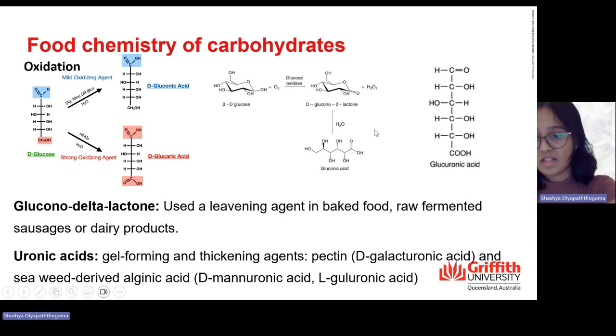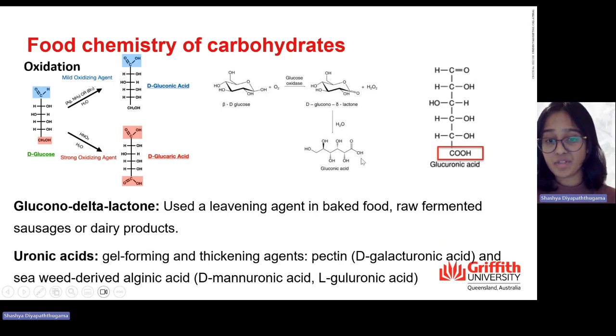And the other thing is glucuronic acid, where the carbon number 6 undergoes oxidation and it produces glucuronic acid. These uronic acids are important as gel forming and thickening agents. For example, pectin, which is made of a uronic acid, D-galacturonic acid, and seaweed-derived alginic acid. These are used as thickening agents in food industry.